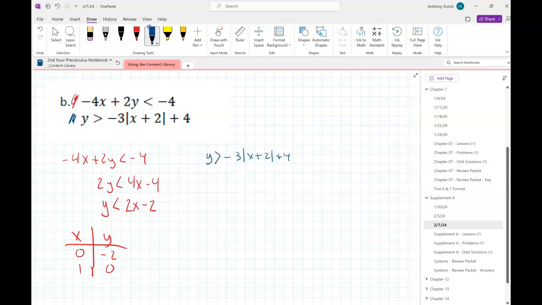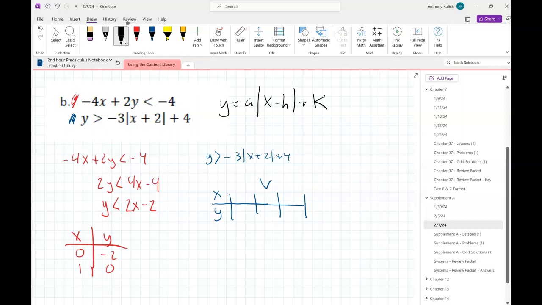But I remember to graph an absolute value function, I need 3 points, but the middle point needs to be the vertex. So for any absolute value function of the form a times absolute value of x minus h plus k, the vertex is just h comma k. So here my vertex should be -2, 4. So I'll just pick one value less than -2 and then one value bigger than -2. So -3 plus 2 is -1. The absolute value of that is +1. Times -3 is -3. And then plus 4 is 1.